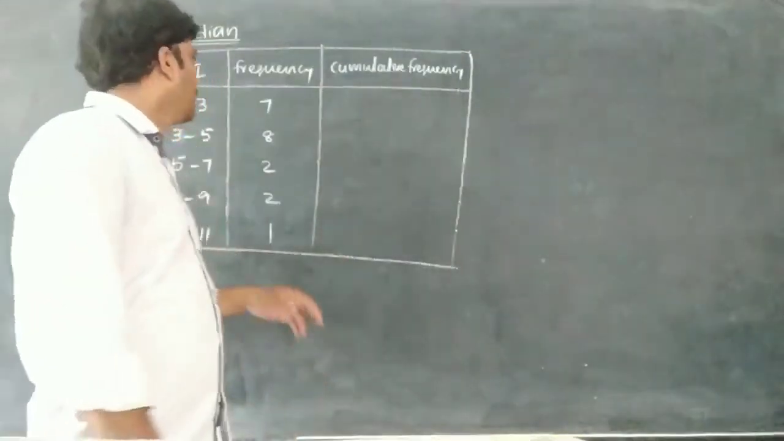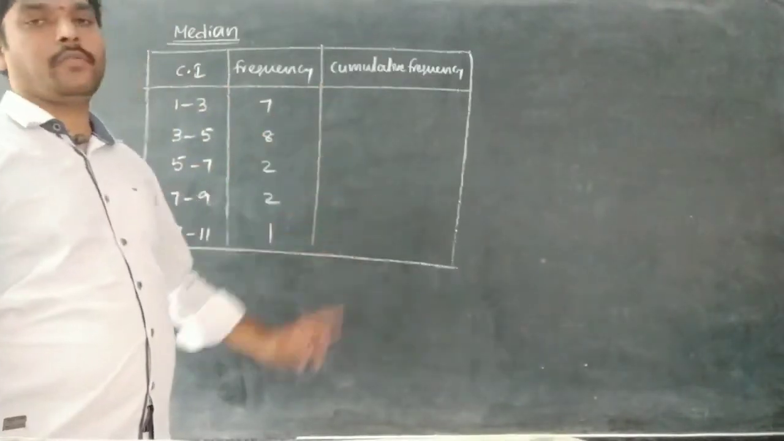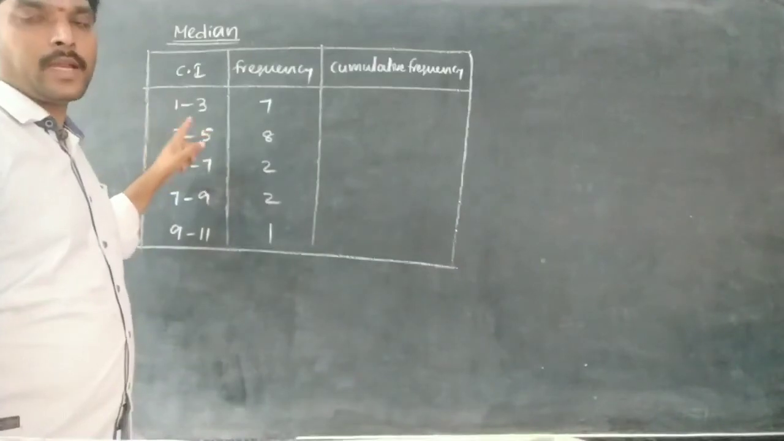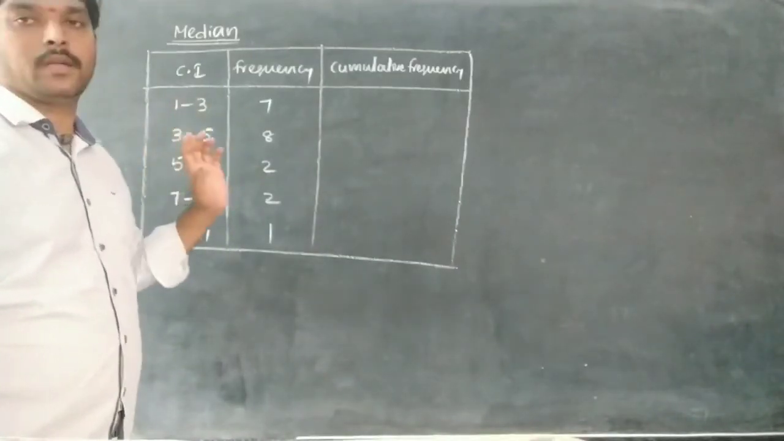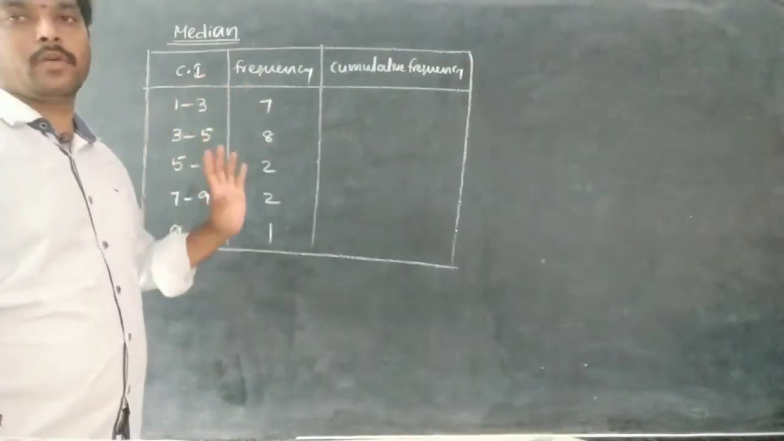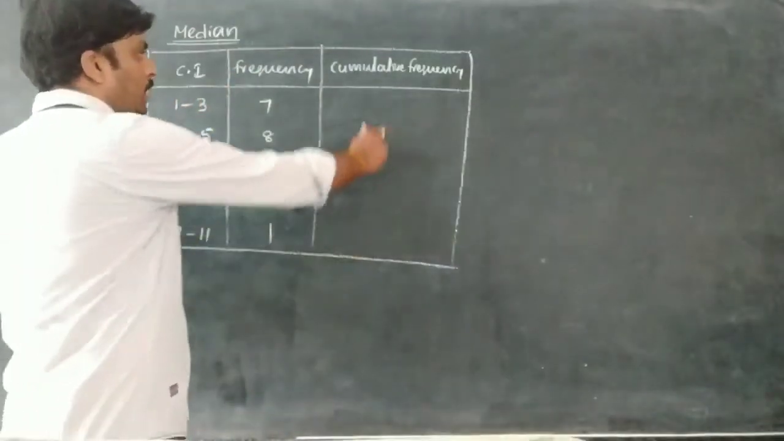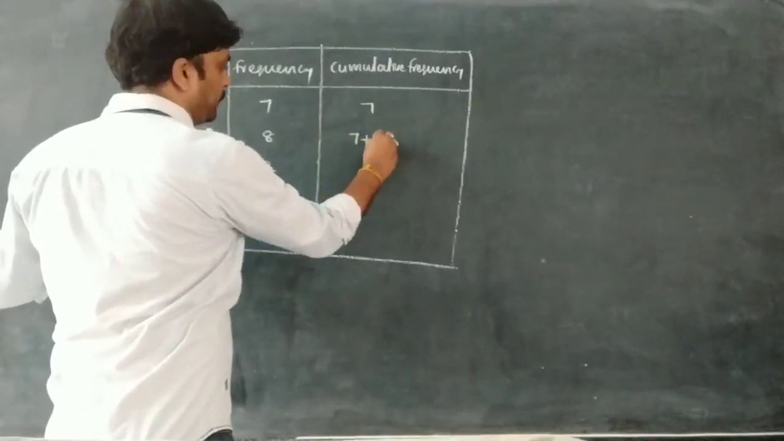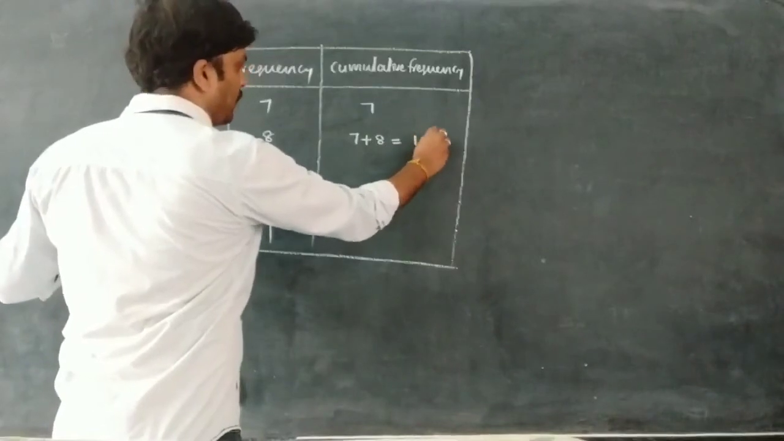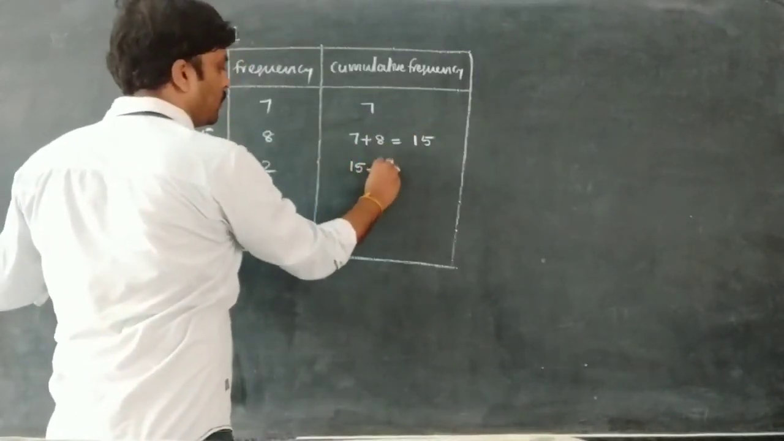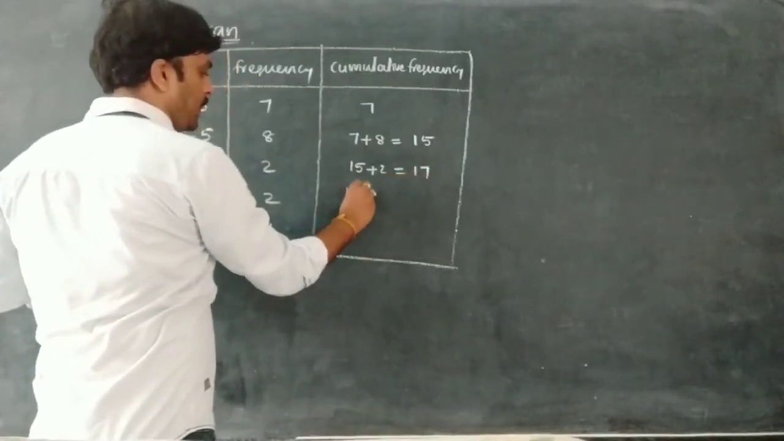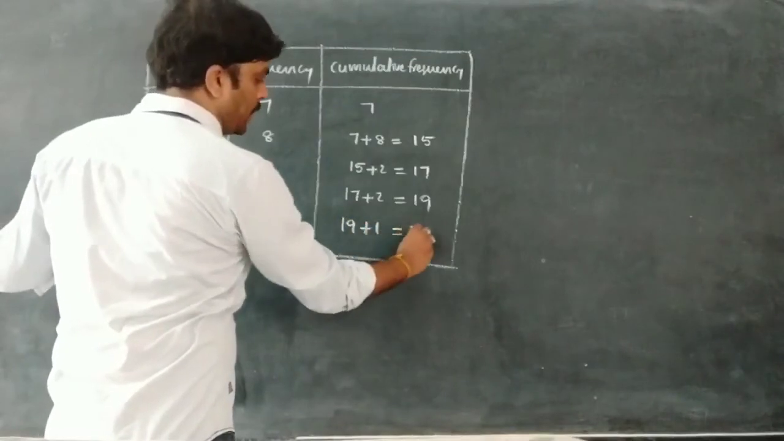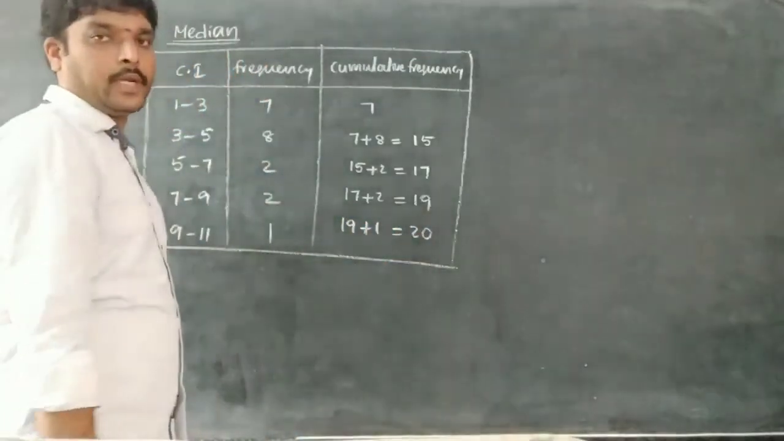Now median. Class intervals, frequency, cumulative frequency, and it also depends on inclusive or exclusive. If they are exclusive, convert it into inclusive and do it. Okay, inclusive means finding boundaries. Here, cumulative frequency, that is 7. 7 plus 8, 15. 15 plus 2, 17. 17 plus 2, 19. 19 plus 1, 20. This is finding cumulative frequency.